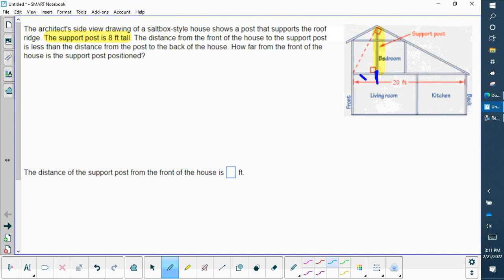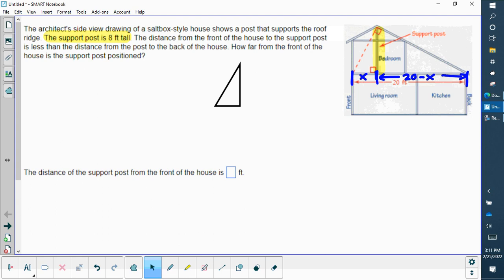Well, what if I put in an x here? That means this distance has to be whatever x is, and I subtract it from 20. Now, I'm going to rearrange. From there to there is x. From there to there is 20 minus x. I'm going to rearrange these triangles so they line up and they're oriented the same way. So I've got this little triangle right here, and I'm going to pull it off and rotate it.